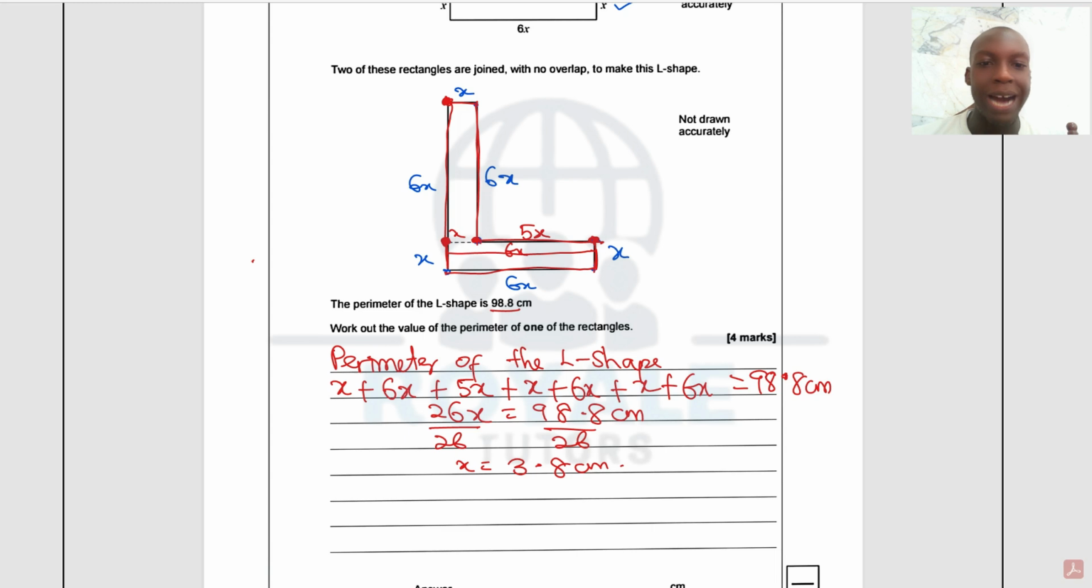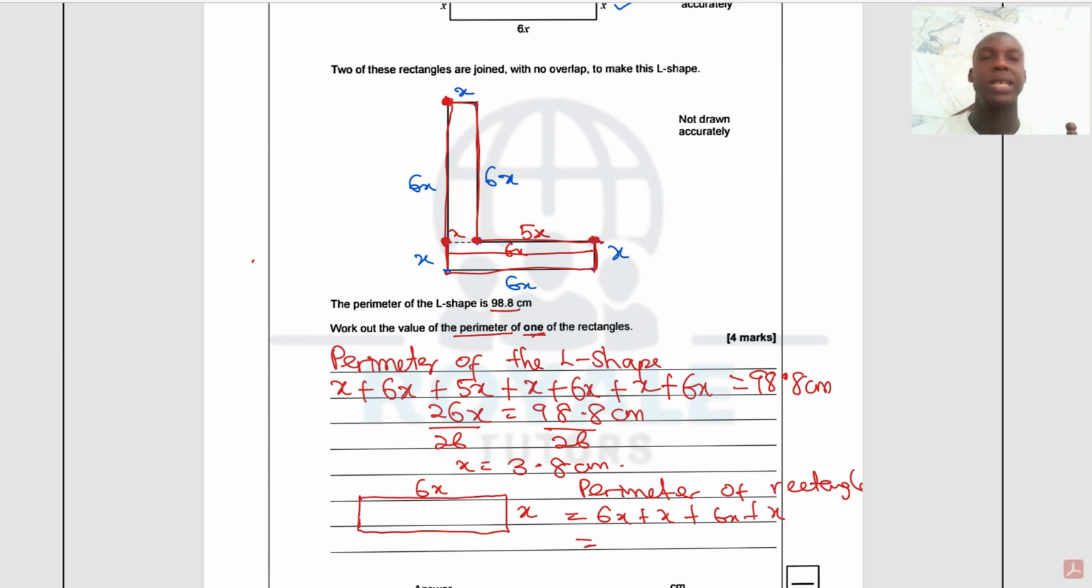The question says work out the value of the perimeter of one of the rectangles, and we know that the rectangle actually looks like this. This is of course 6x and this is x. So like I said again, the perimeter is the distance traveled round the particular shape. So the perimeter of the rectangle is going to be that I'm going to add all the sides together, which will be 6x plus x plus 6x plus x. So 6x plus x is 7x. 6x plus x again is 7x. 7x plus 7x makes a total of 14x.